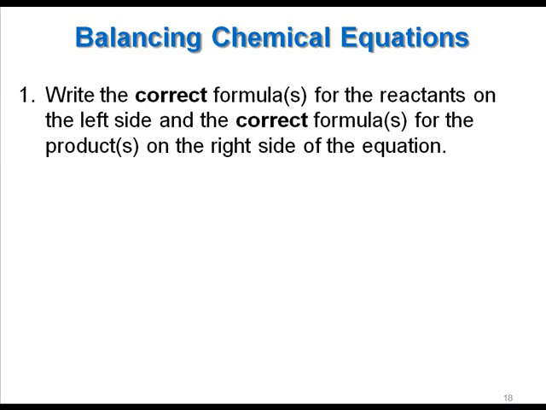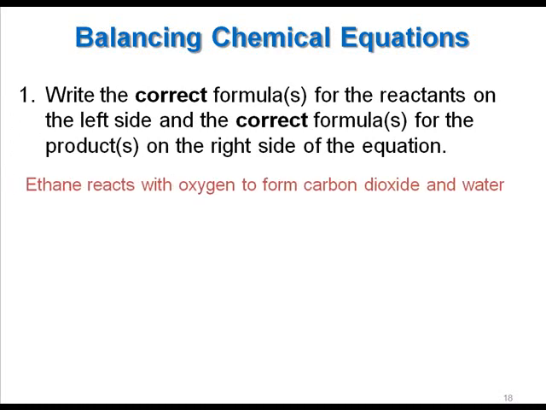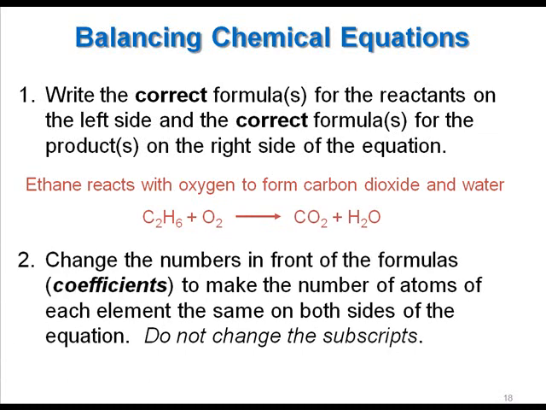What is the strategy to balancing chemical reactions? First, you write the correct formulas for the reactants and the correct formulas for the products. So let's write down the following. Ethane reacts with oxygen to form carbon dioxide and water. Ethane is C2H6, oxygen is O2, carbon dioxide, CO2, and water. Now in this case, we're not going to indicate gaseous state, solid state. We will simply move straight to the balancing process.